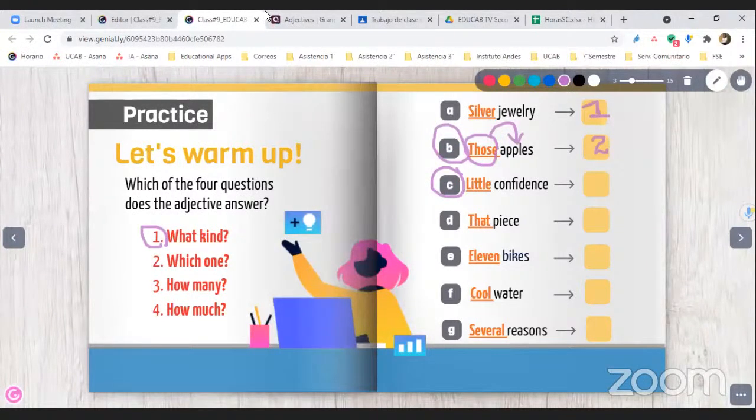Genesis, can you help us? Because I think Erica cannot hear me. Genesis, can you tell us which question you think the adjective little is answering, please?